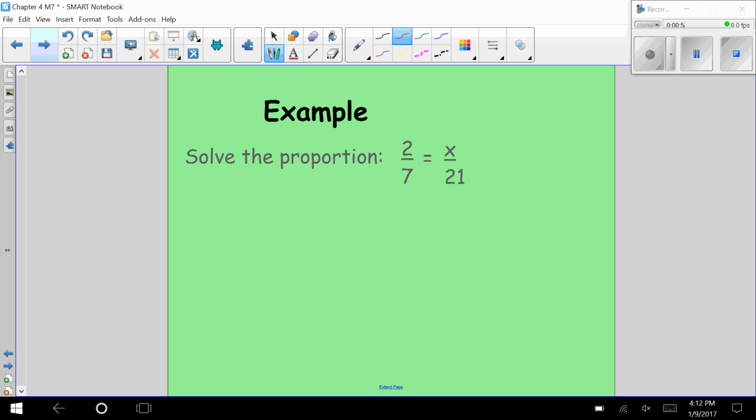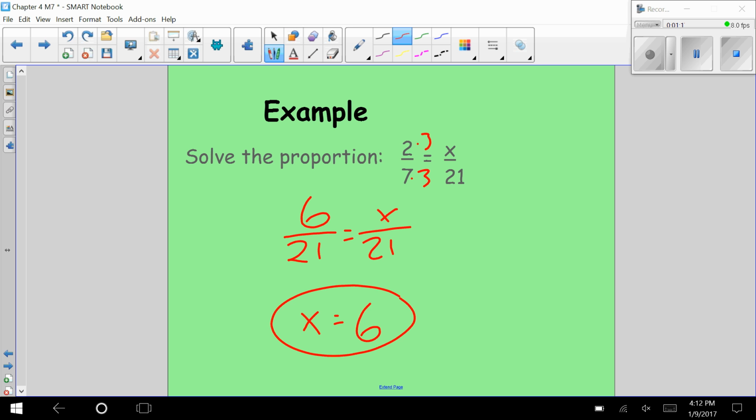Let's try this one. 2 over 7 equals x over 21. Well, we know 7 times 3 equals 21. So multiply the top and bottom by 3. I get 6 over 21 equals x over 21. So that means x must be 6, so that those ratios are equal.